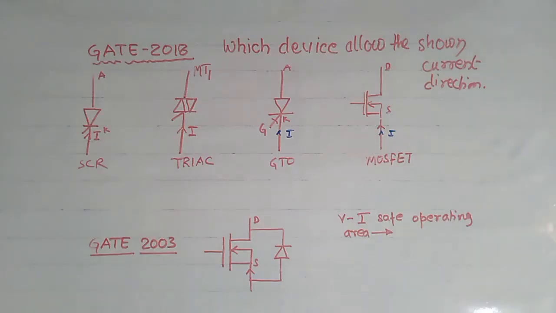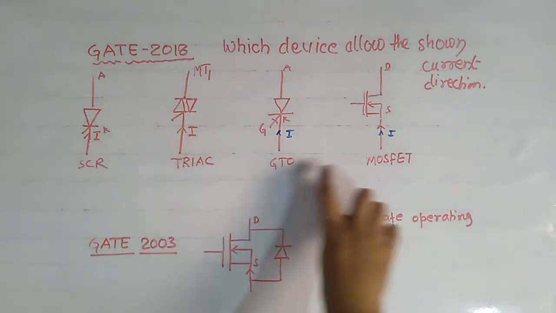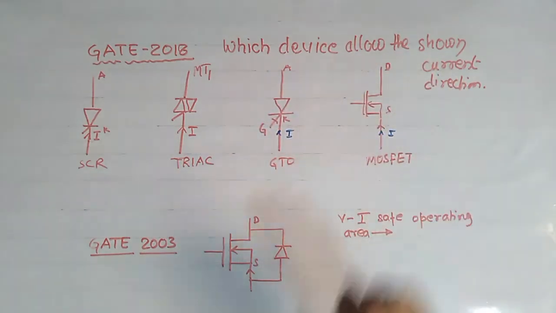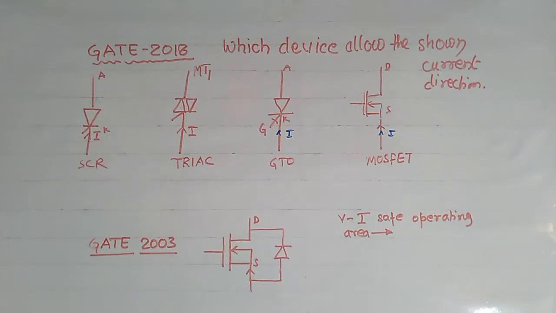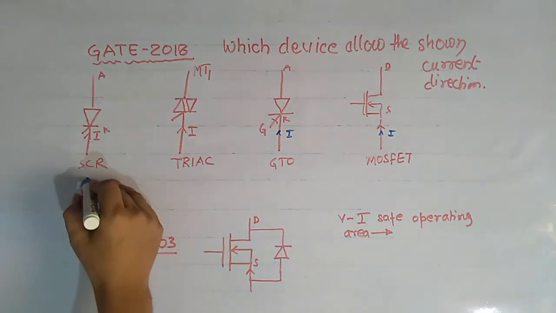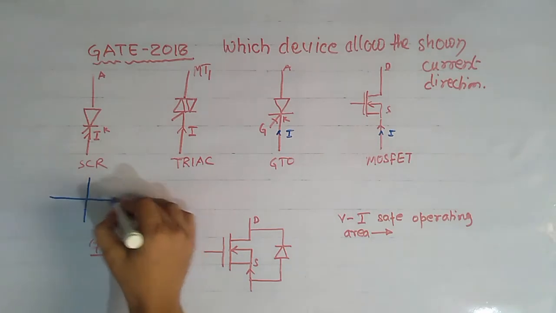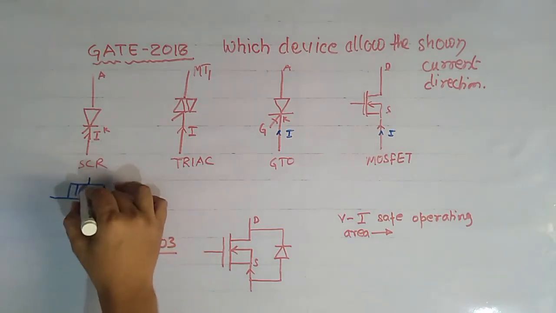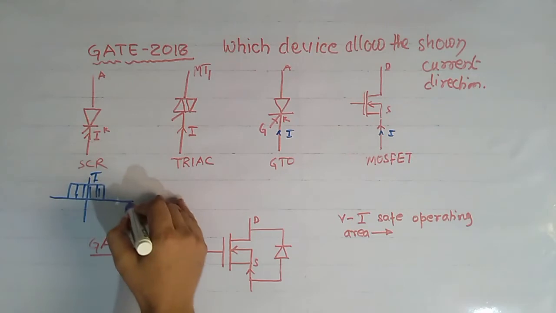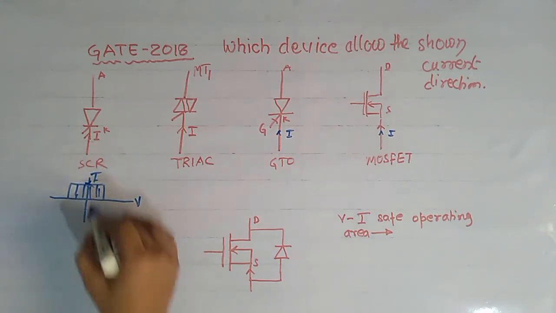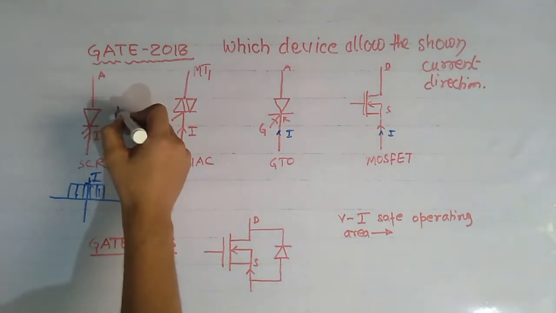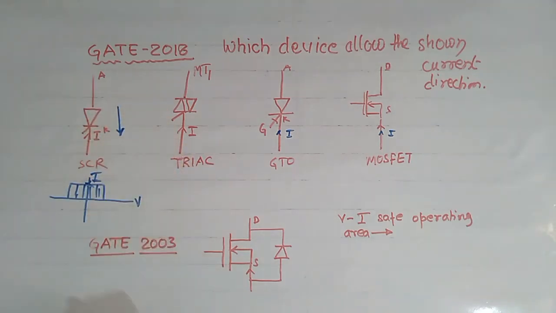Now see this question that was asked in GATE 2018. Here we have to find which of the following devices will allow the shown direction of current. This is the direction of current shown. The first device is an SCR, and we know that the safe operating area of an SCR is like this. It means it allows only the positive direction of current, from anode to cathode. That's why it will not allow this direction of current.